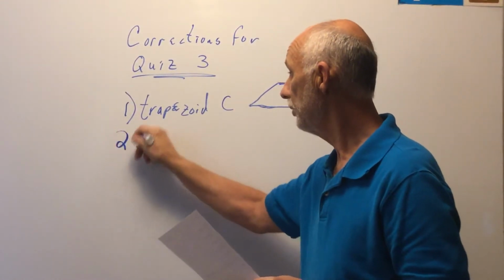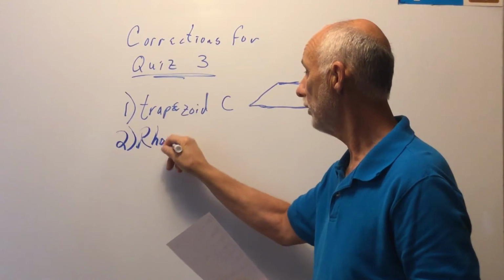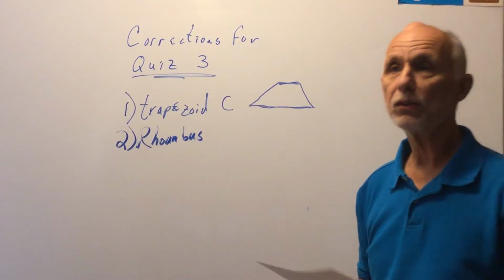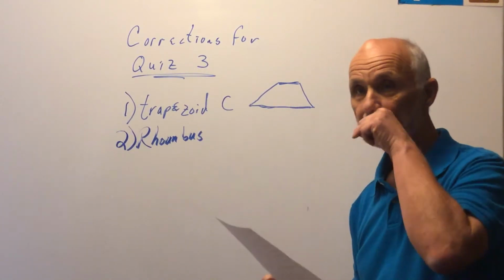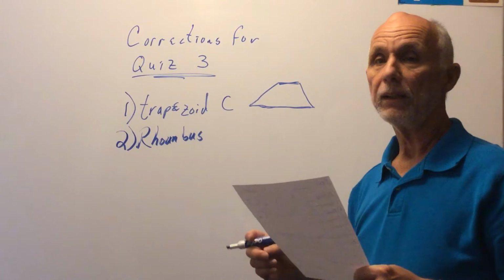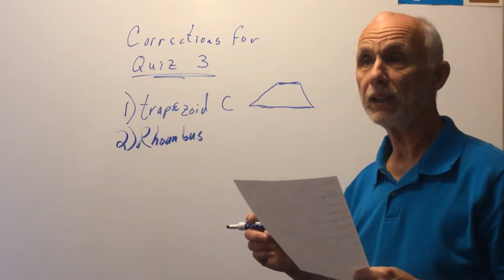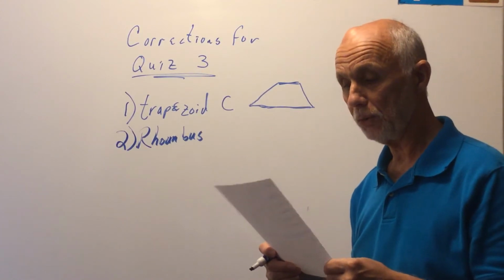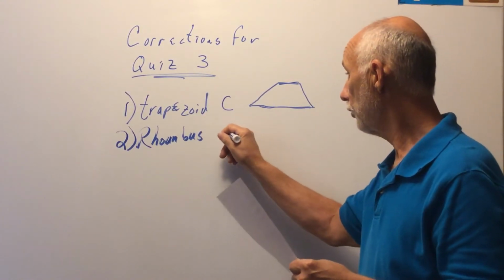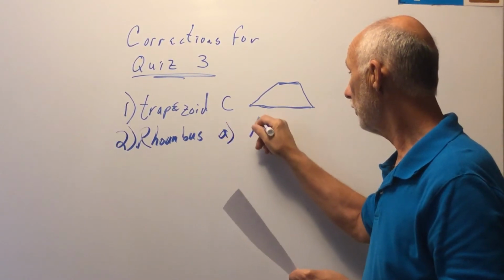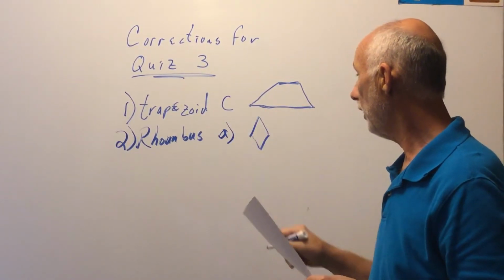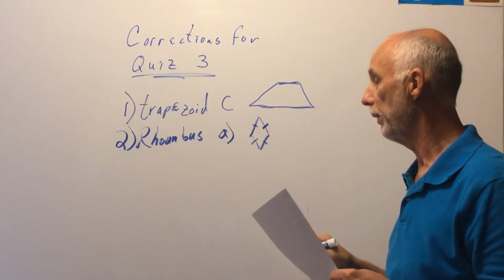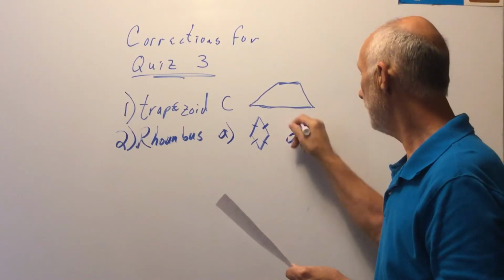Number 2, a rhombus. Now, a rhombus is a quadrilateral, okay, with all sides congruent. And how do you tell that the sides are congruent? Okay, you tell the sides are congruent because they have little lines through them, little line segments through them. And there were 2 rhombuses on here. The first one was A, and it looked like a diamond. And how did I know it was a rhombus? Because it had the little line segments through the sides saying they were congruent. And the other one was D.